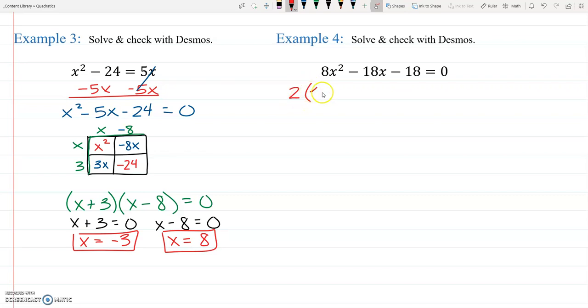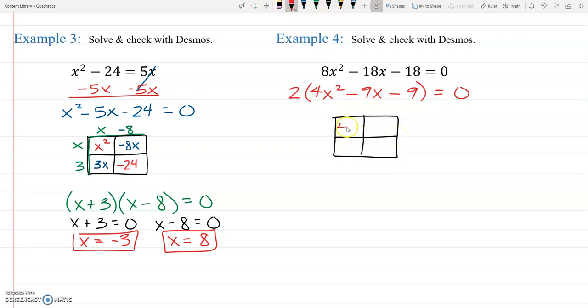Okay, so see what I have left. 2 times 4x squared got me that 8x squared. 2 times negative 9x got me that negative 18x. And 2 times negative 9 gives me that negative 18. And I've still got this equals 0 in the back. All right, I'm going to factor the quadratic in the middle now. So that's going to look like this.